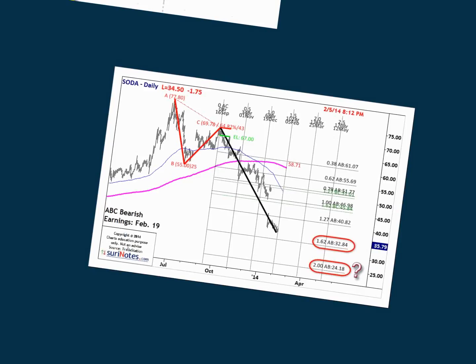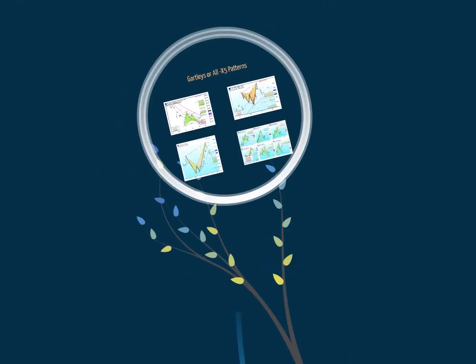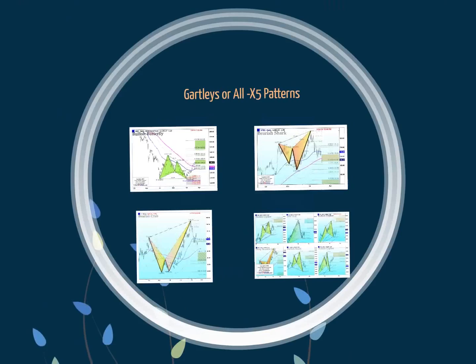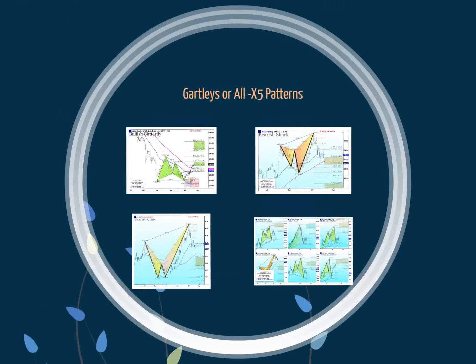Now let's look at some examples of what I'm talking about, how ABCs are part of the structures. This is the Gartley and all our X5 patterns, X5 being the 5-point pattern, so I call them 5 points. In that you can see every one of them has an ABC embedded into the pattern, and you can spot it on the left side.